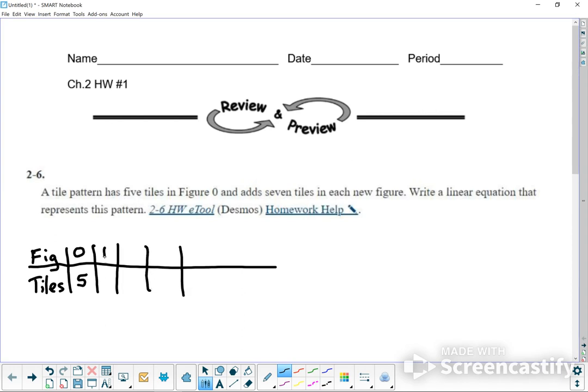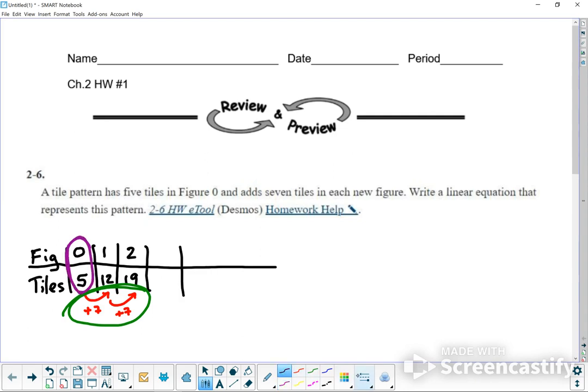Okay, so figure 1 we have on top of that 7 more. So 5 plus 7 is going to be 12. Figure 2 is going to have 7 more. So that's going to be 19, right? And on and on and on. But we already know the two most important things about this, which is what's the pattern, which is adding 7 each time, and what is figure 0, which is 5.